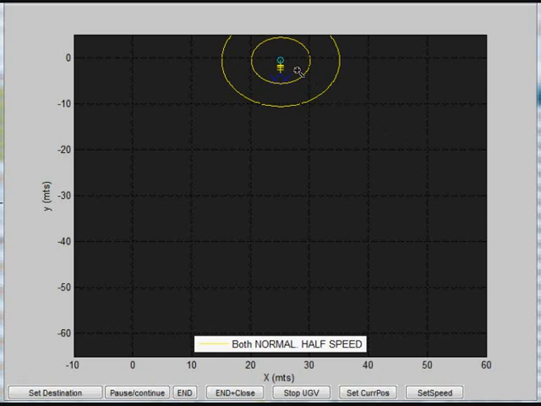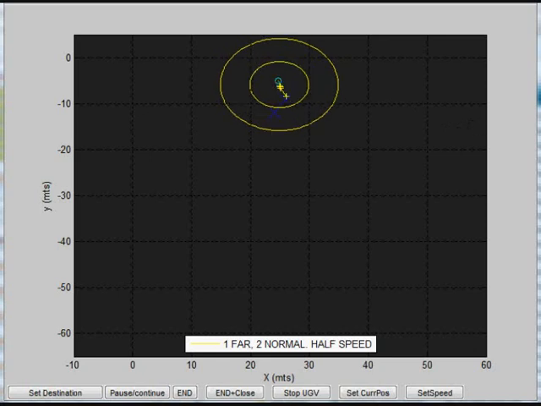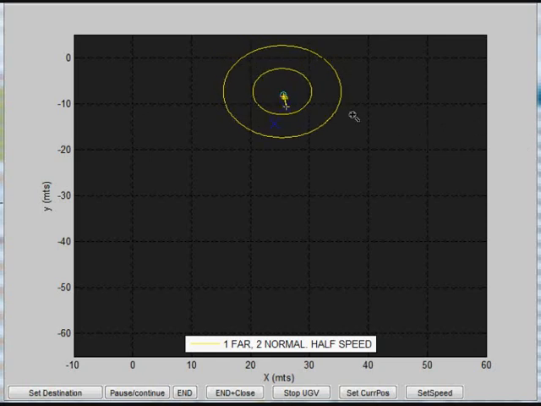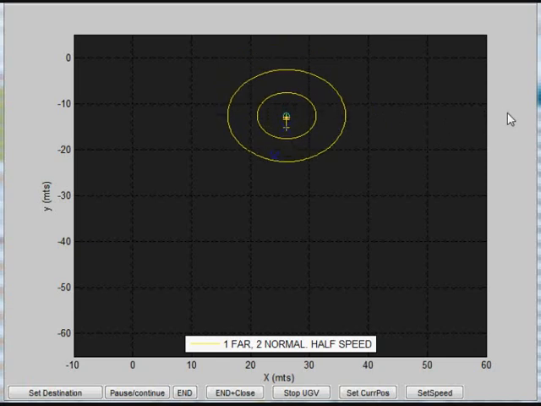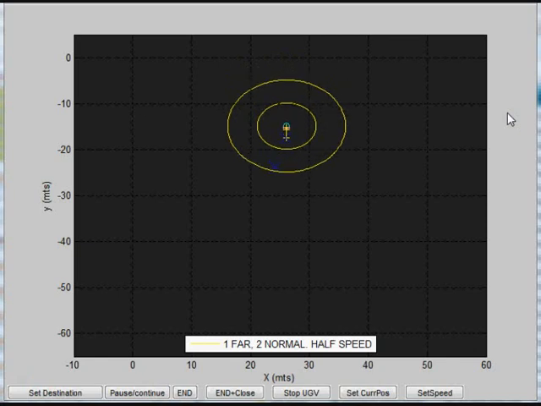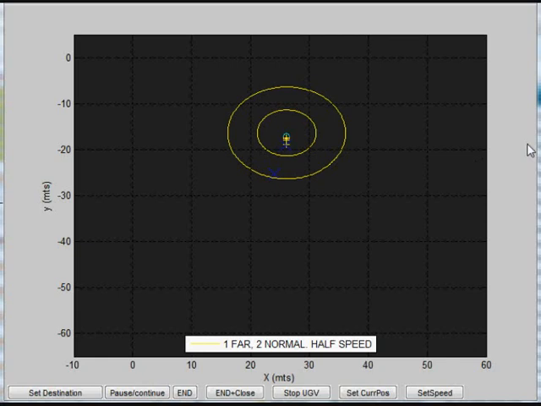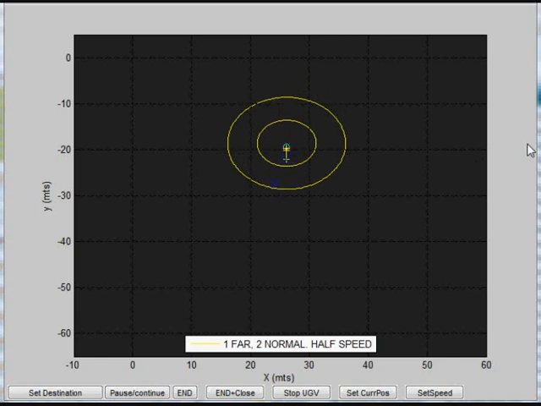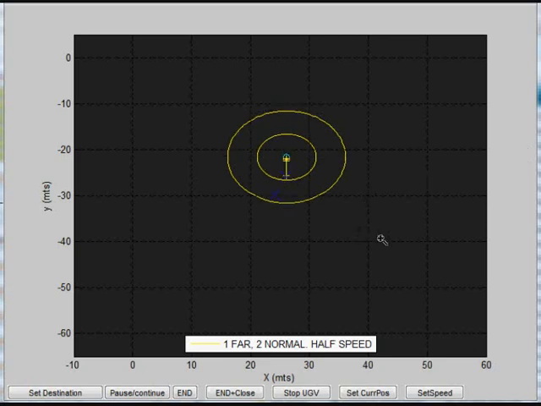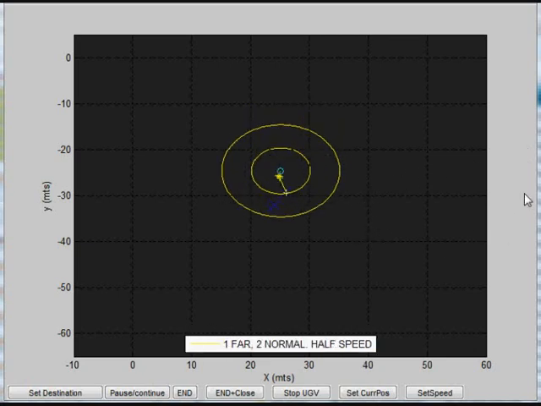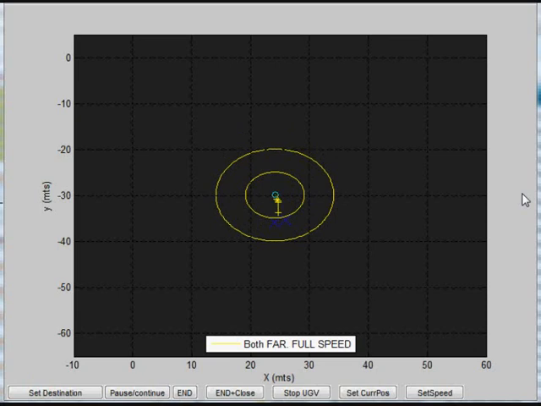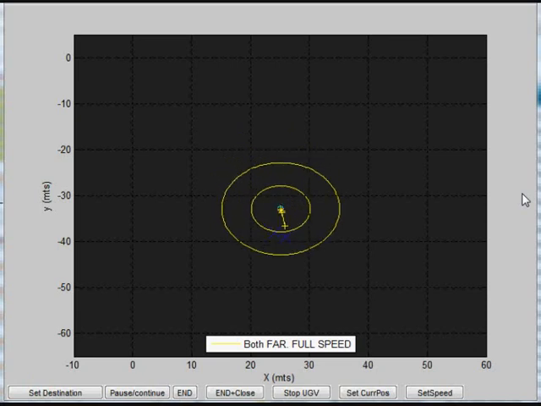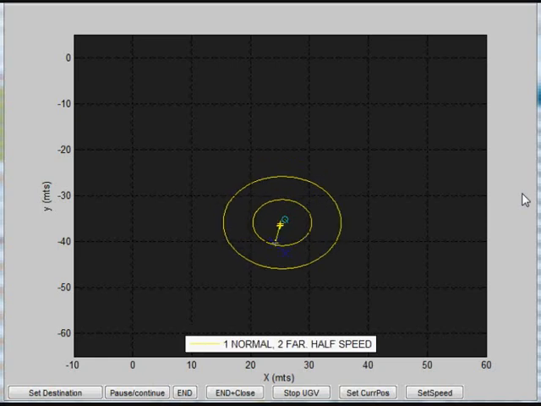Whenever one pedestrian is in the normal region, while the other pedestrian is in the far region, the UGV will follow the pedestrian which is inside the normal region. While following the closer person, it will still keep track of the location of the other pedestrian. If the other pedestrian moves back so that the two pedestrians are inside the same region, the UGV will then follow at a safe distance behind the two. The UGV will move at full speed if they are both at the far region and at normal speed if they are inside the normal region.